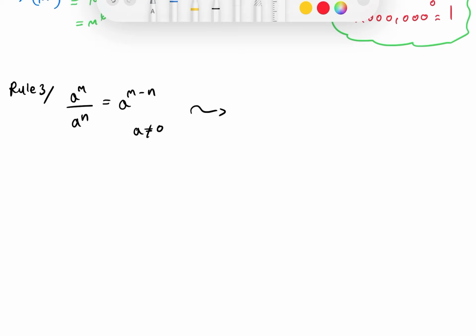Now, for example, in number terms, let's say you have 4 to the power of 5 over 4 to the power of 2. How can you write this using the same base? First, you're going to write 4, because they both are 4 to the power of something. Then you're going to subtract their powers. So 4 to the power of 3. There you go. Now, let's do some examples about this.